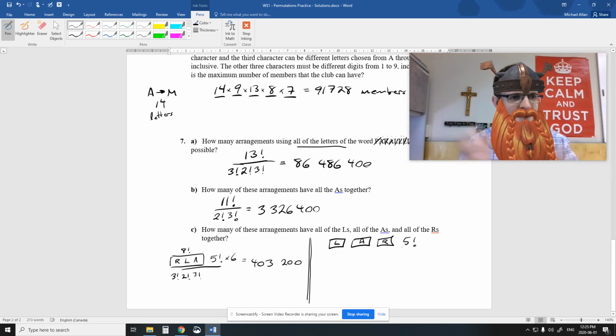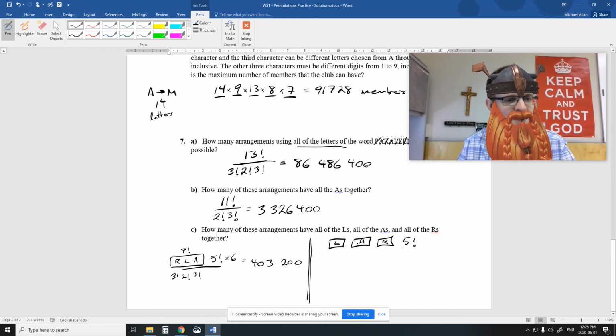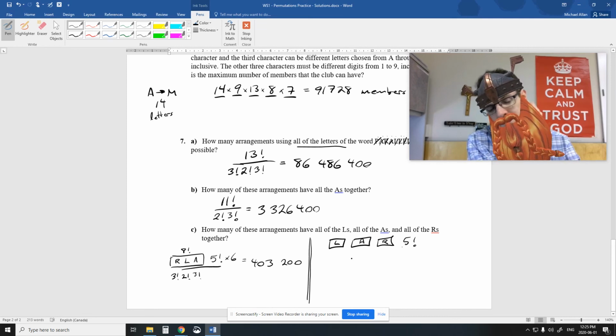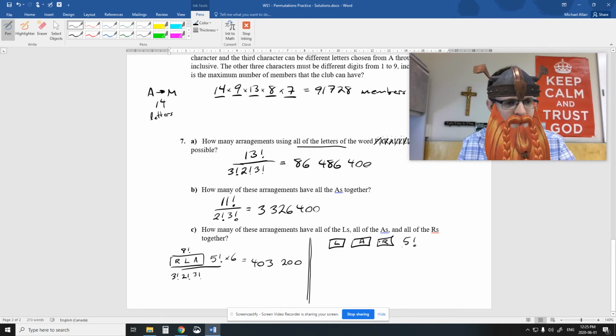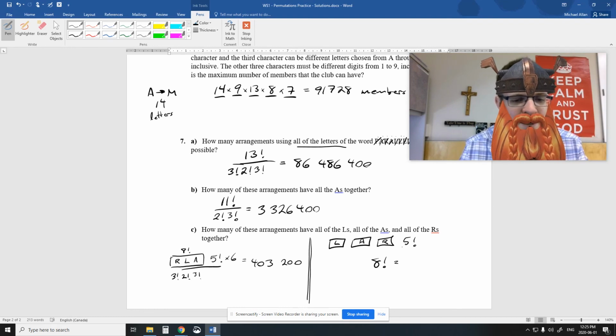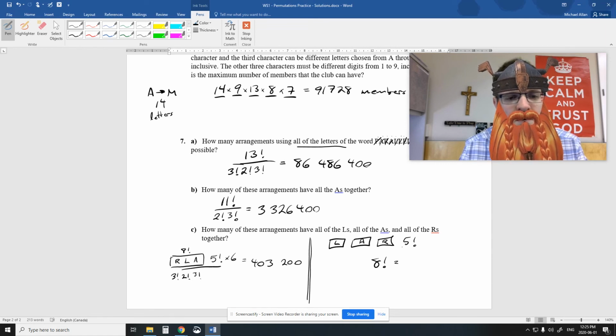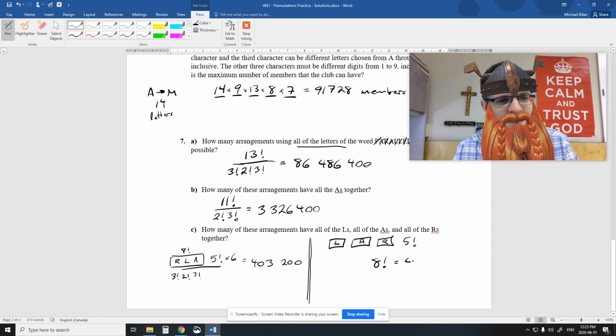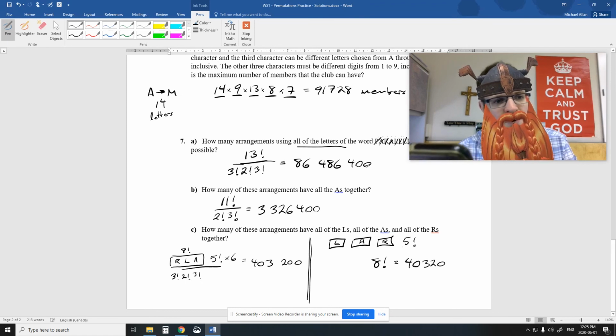But now what if I could separate them just slightly? What if I could put some letters in between them, or put all the R's between the L's and the A's and stuff? But that'll be a different orientation. So to do this, 1, 2, 3, plus the 5. So really there's only 8 factorial ways of doing this. That's it. Because you could treat them all as individual letters. 8 factorial ways of doing this. So 40,320 ways to do that.